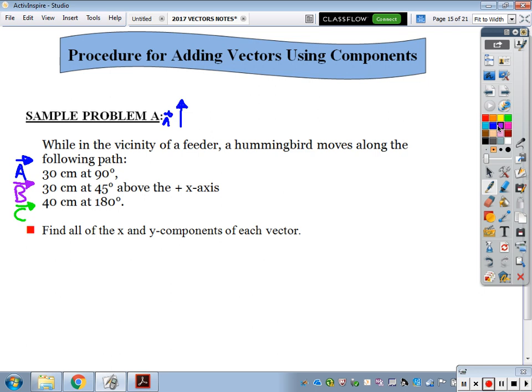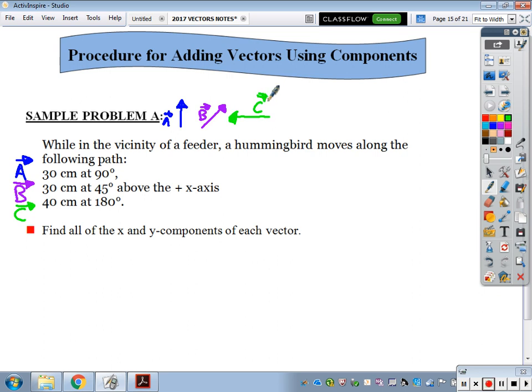B is 45 degrees above the positive x-axis. Well, that should be pretty simple. It's going to point up and to the right. It is also 30 centimeters, so the relative length of that arrow should be similar to vector A. And then 40 centimeters at 180 degrees. How do we draw that if we're just doing a rough representation? Be careful, 180 degrees. If we start from the positive x-axis and go all the way around, it would point to the left. Now it is 40 centimeters, so that arrow should be just a little bit longer.